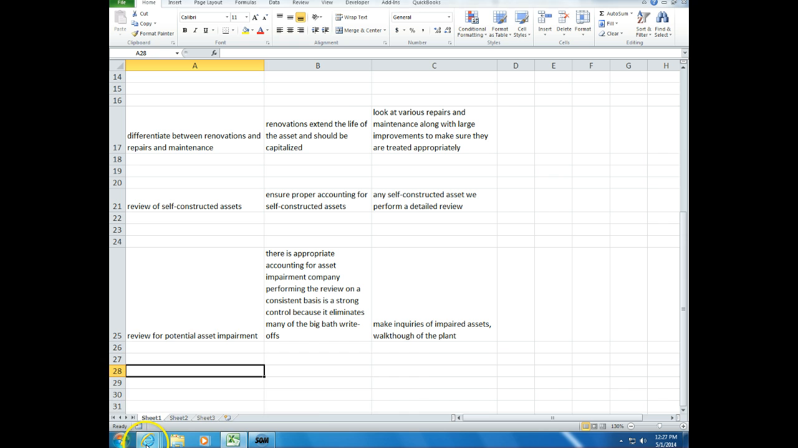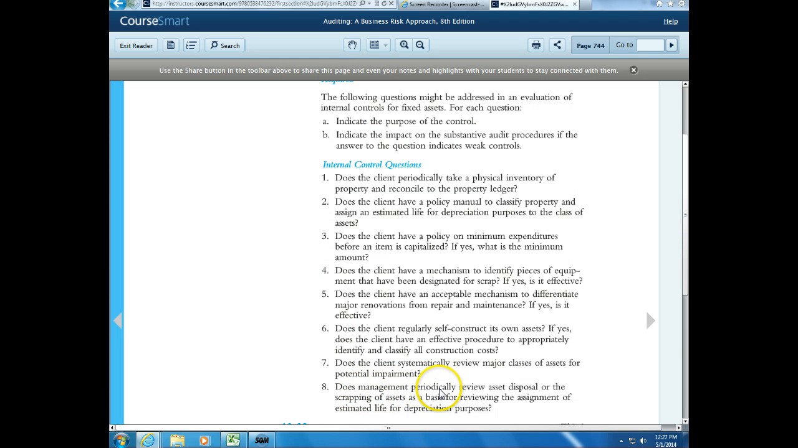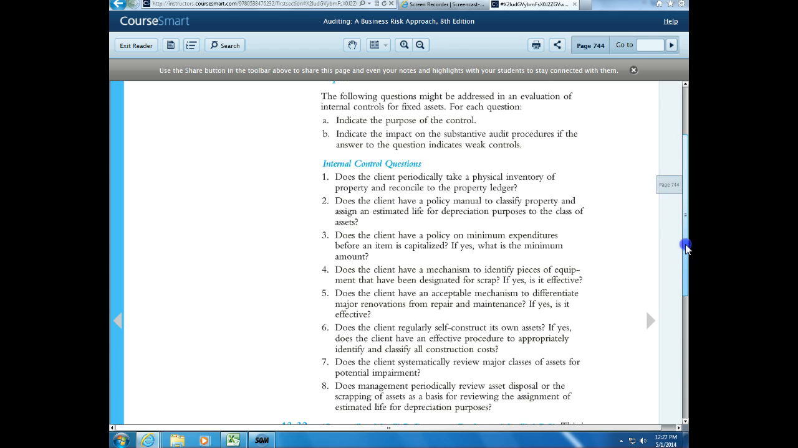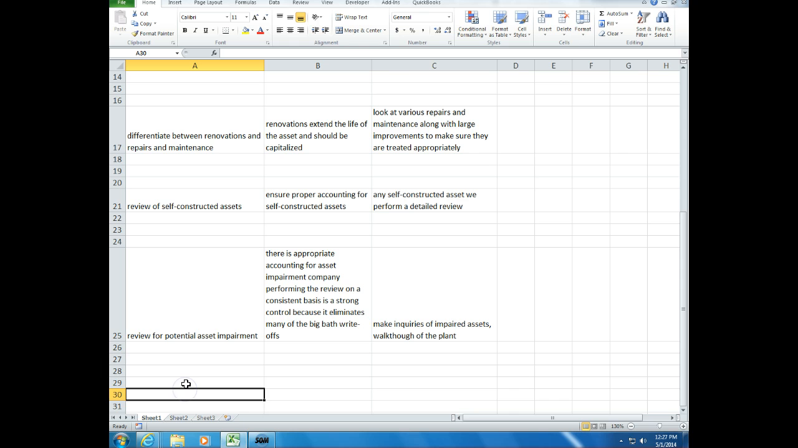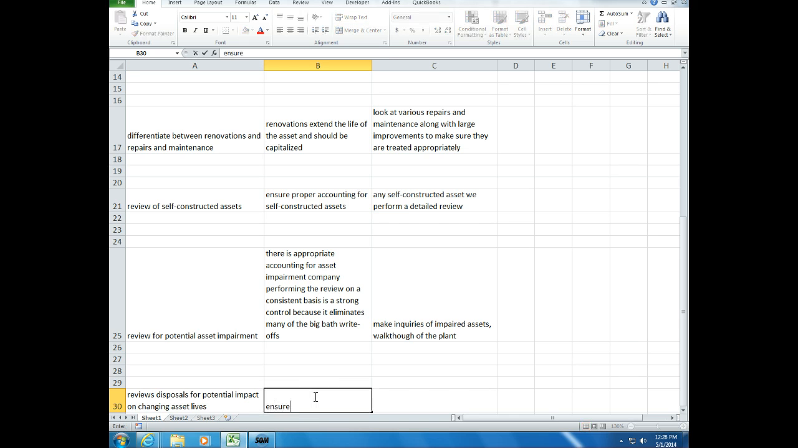Okay, next. Does management periodically review asset disposal or the scrapping of assets as a basis for reviewing the assignment of estimated life for depreciation purposes? So what would be the procedure here? Reviews disposals for potential impact on changing asset lives. Okay, and what is it we're trying to do? Ensure accounting is current.